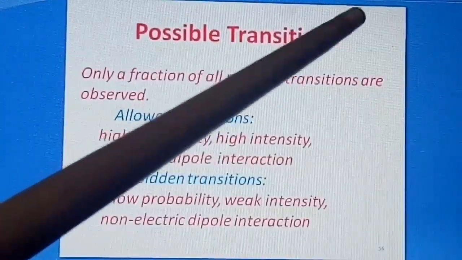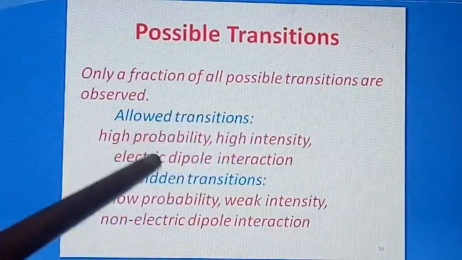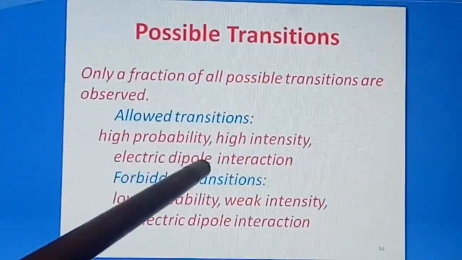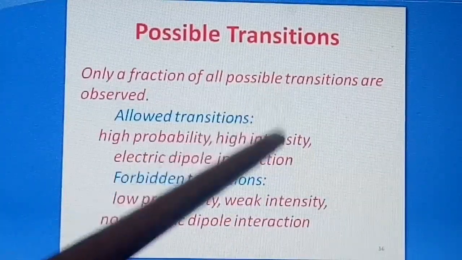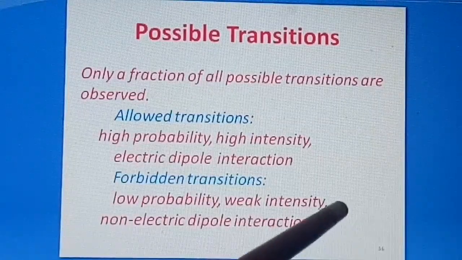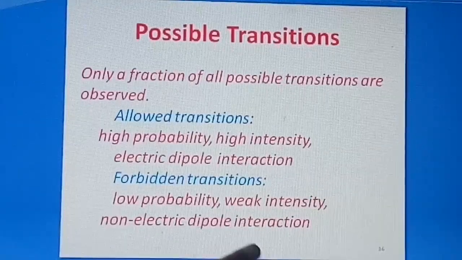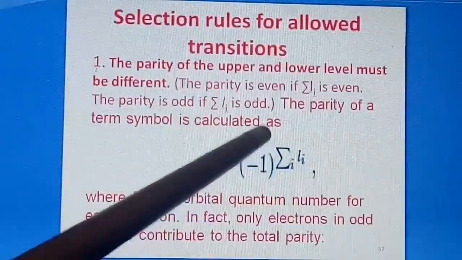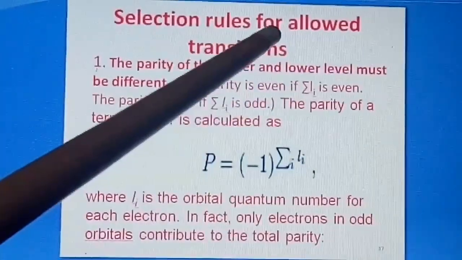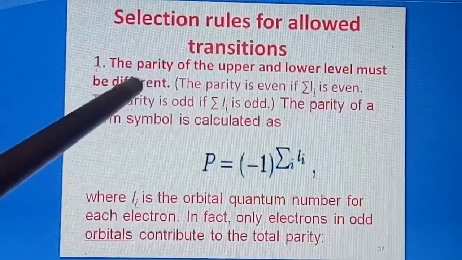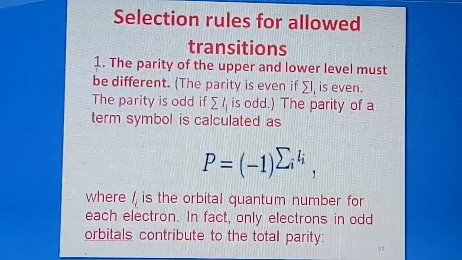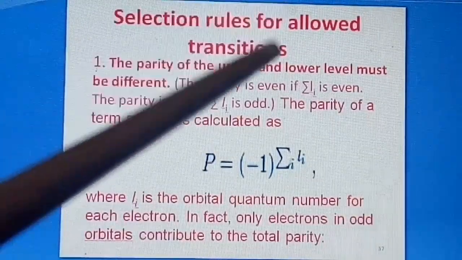Now, allowed transitions have high probability and high intensity, with electric dipole interactions. If a transition is not allowed, that is forbidden, there will be low probability, weak intensity, and non-electric dipole interaction. Now we are going to discuss the selection rules for allowed transitions. The first rule is that the parity of the upper and the lower level must be different. Only then can the transition take place.